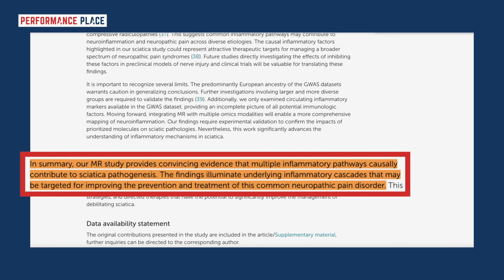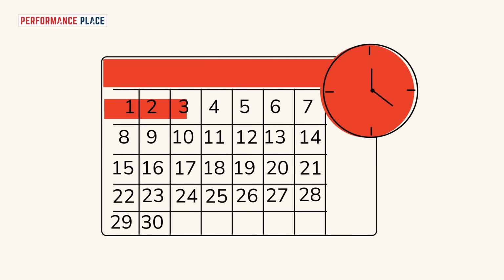In summary, our MR study provided convincing evidence that multiple inflammatory pathways causally contributed to sciatica pathogenesis. The findings illuminated underlying inflammatory cascades that may be targeted for improving the prevention and treatment of this common neuropathic pain disorder. One thing to keep in mind, the first 7 to 10 days after a back or a leg injury are dominated by inflammation. During this period, it's very common to feel exceptionally stiff, very painful, even if you do pick the right treatment protocol. And that's okay. It's completely expected.